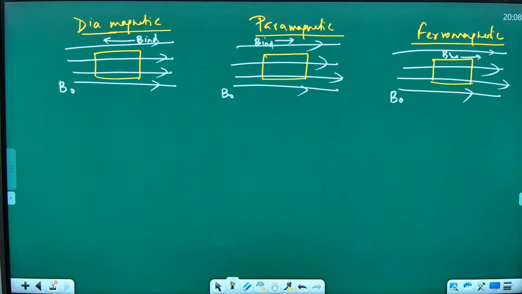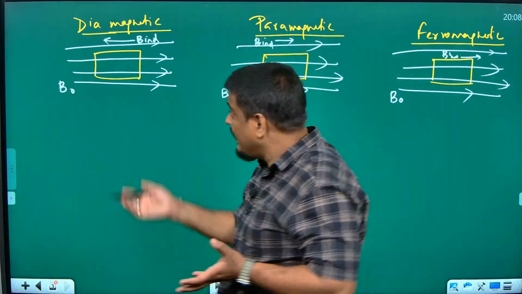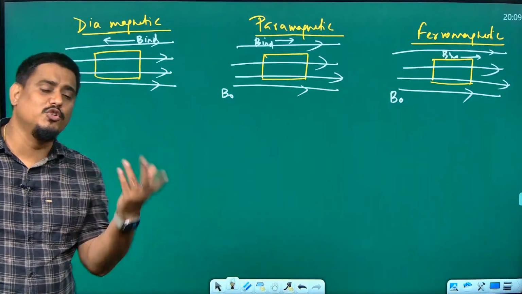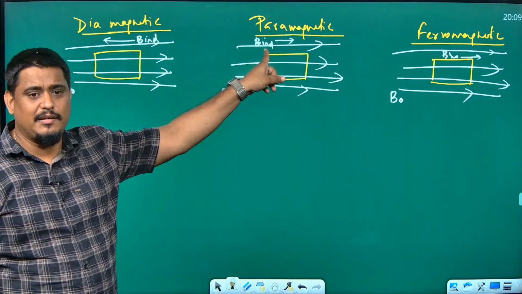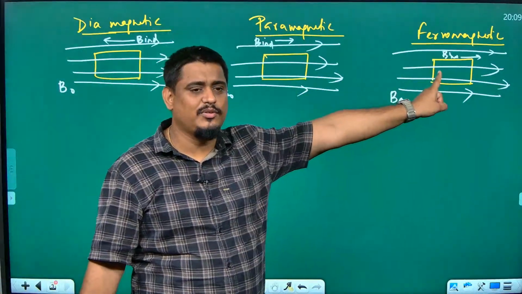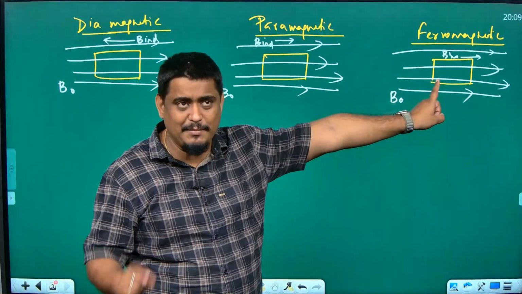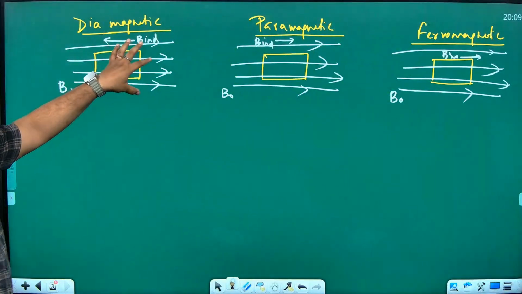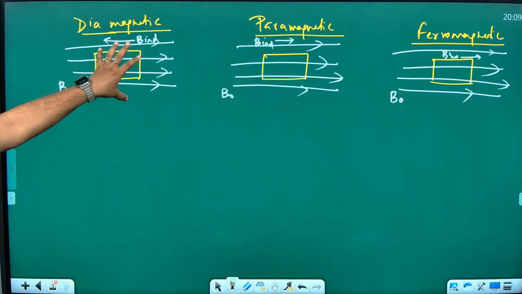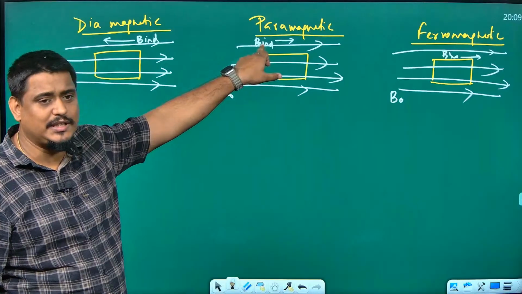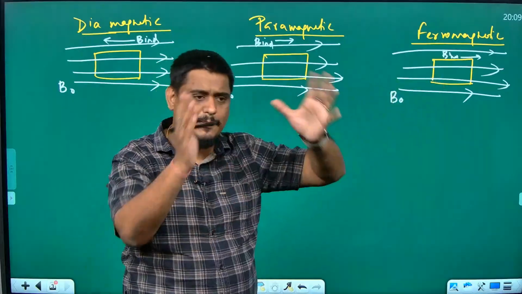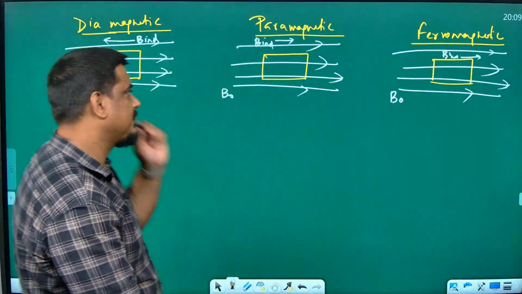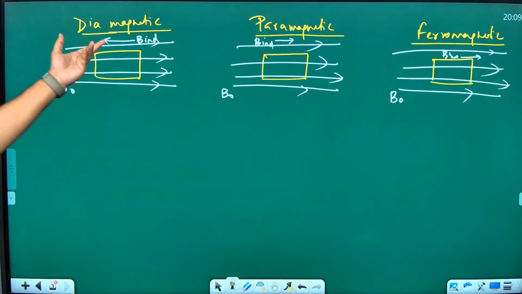So, the moment you apply a magnetic field to the substance, there will be an induced magnetic field. Why? Because of the electromagnetic induction principle in the diamagnetic case. Why here? Because of the lone pair of electrons' magnetic dipole, electron theory. And why here? Because of domain theory: domains are present, they will induce a magnetic field. Okay. So, the net magnetic field will be B naught plus B induced. I will talk about that later.